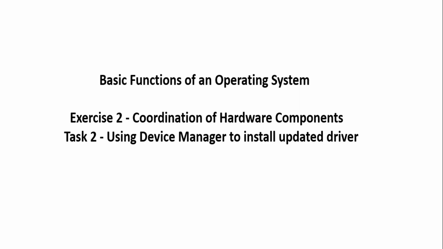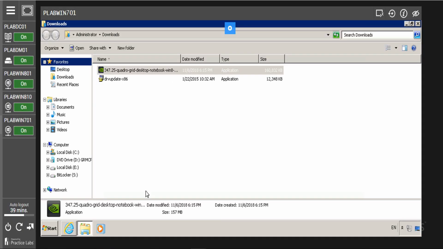This is task 2, using Device Manager to install an updated driver. You can use Device Manager to uninstall and update device drivers in your computer. This task will attempt to make an update on the currently installed device driver on the Windows 7 in our portal. So now we're going to jump into our portal and show you how to do it. Okay, we're back in our portal.